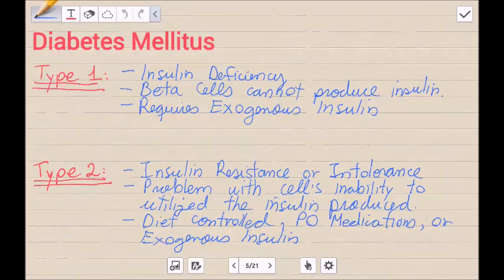Type 2 diabetes is insulin resistance or intolerance. That means that there is a certain amount of insulin in the body, or the body is producing insulin normally. However, the cells don't know how to uptake it. They don't know how to use it. So it's a problem with the cells' inability to utilize the insulin that's produced. And type 2 diabetes usually can be managed with diet, PO medications, or exogenous insulins.